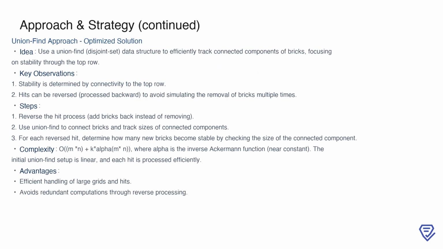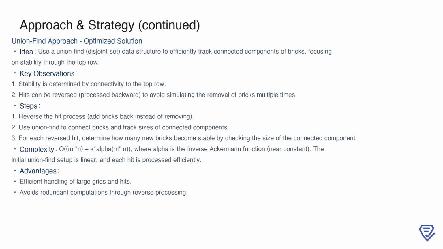A more optimized solution leverages the union-find data structure, also known as disjoint set. This approach efficiently tracks connected components in the grid, with a focus on stability through connections to the top row. A key insight here is that stability can be analyzed more efficiently by reversing the hit process. Instead of simulating the removal of bricks repeatedly, we process the hits in reverse order, effectively adding the bricks back.